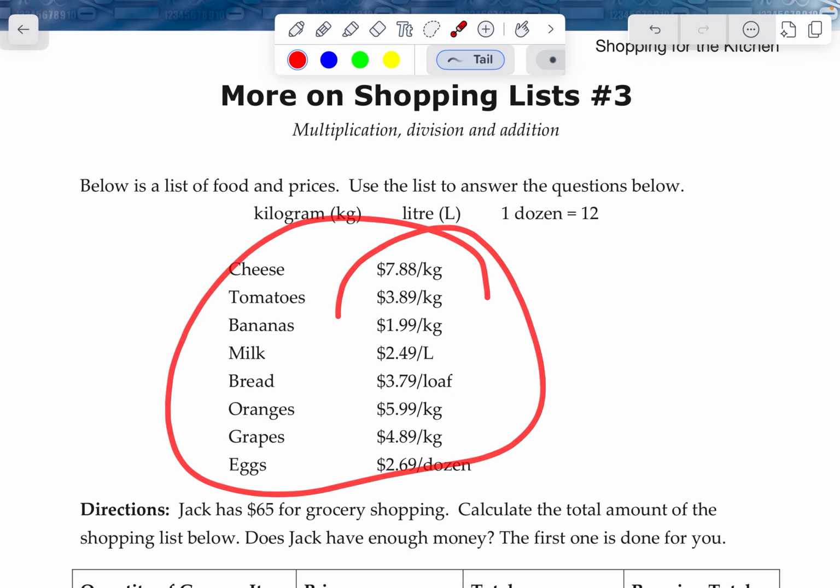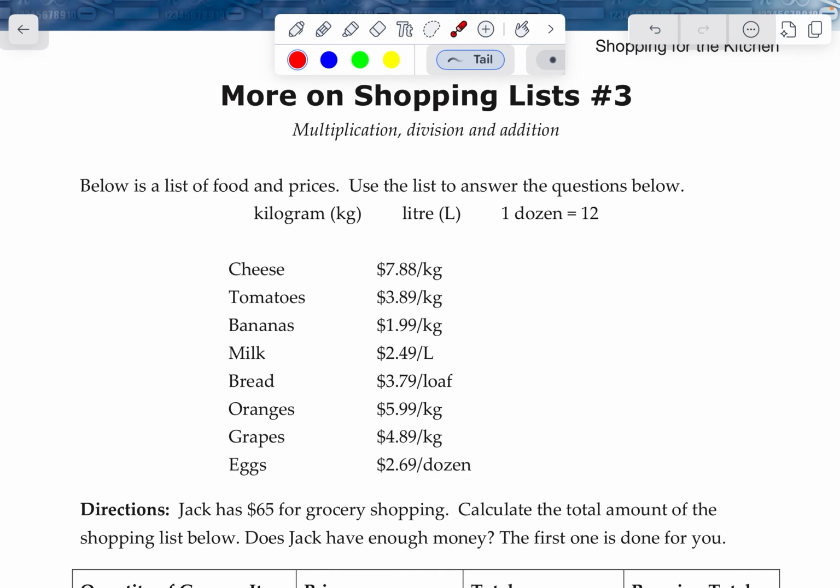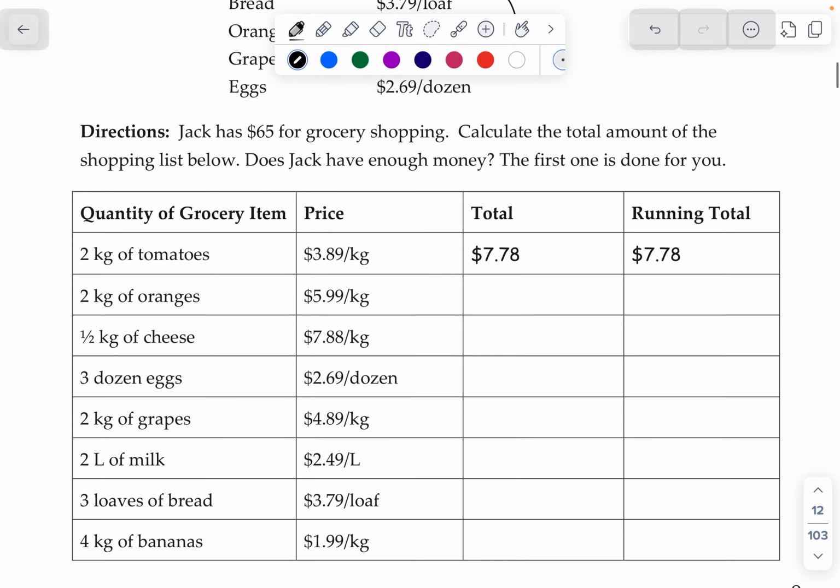So here's a price just written in a different way. This is called a unit price. So these are the unit prices: how much it is per 1 unit. And the unit's different. If it's eggs, it's a dozen. That's a unit. If it's milk in this particular application, it's liters. So it says Jack has $65 for grocery shopping. Calculate the total amount of the shopping list below, and does he have enough money?